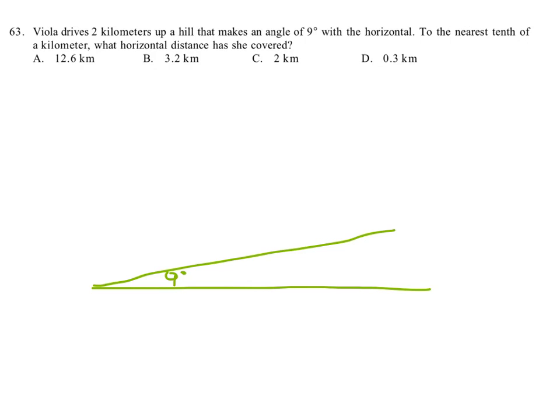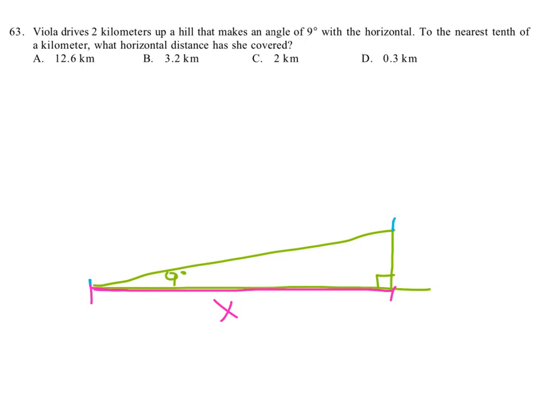So if she drives up 2 kilometers, what we really do is we can say, let's drop this elevation right down to make a right angle, okay? And we know that this is 2 kilometers, that measure. The question is, what horizontal distance has she covered? Well, if from here at the start to here, she's gone 2 kilometers, then what is this distance along this side from there to there?